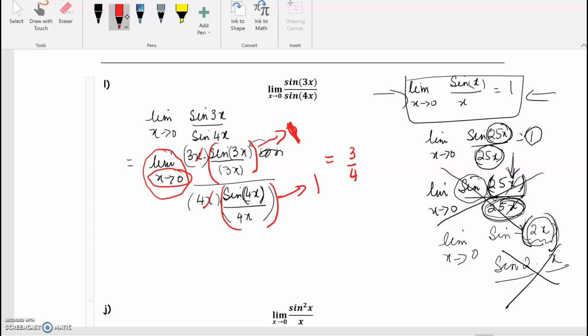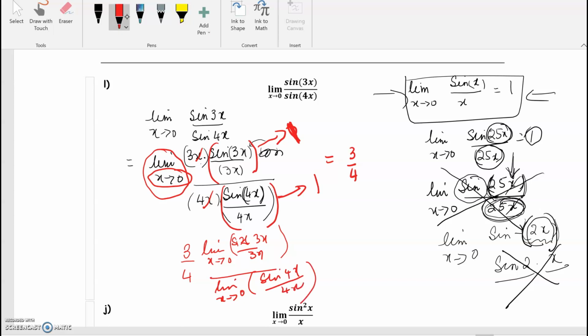Okay. So basically what we've done is 3 over 4, and the limit is applied to sine 3x over 3x, and the same thing in the denominator, the limit as x approaches 0 is applied to sine 4x over 4x, and that's how we get a 1.